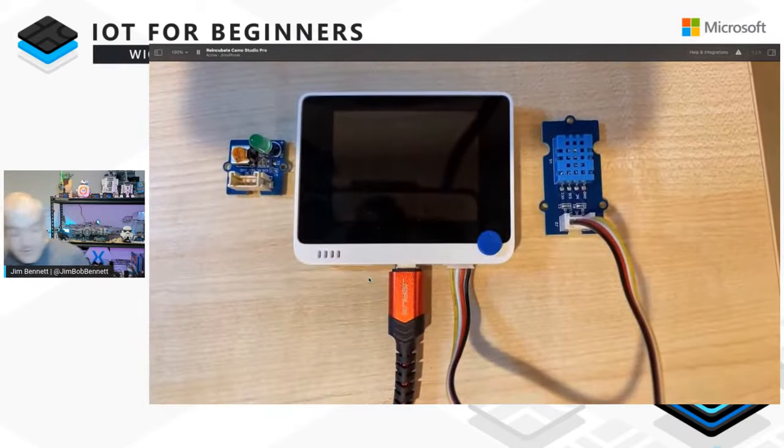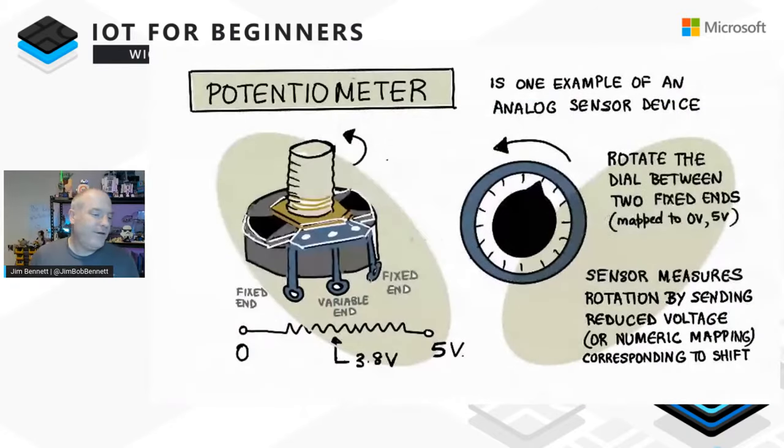So that's a potentiometer. If you've got a volume control on a stereo system, where you can turn the knob from one end to the other, it doesn't completely spin, it just goes from 0 to 11, for example, that's a potentiometer. And so the idea is, depending on where you turn it to, that's how many volts come back. So you send 5 volts to it, at one end of the dial you get 0 volts back, at the other end you get 5 volts back, and in the middle you get 2.5 volts, and you can work out where it is based off the amount of voltage coming back.